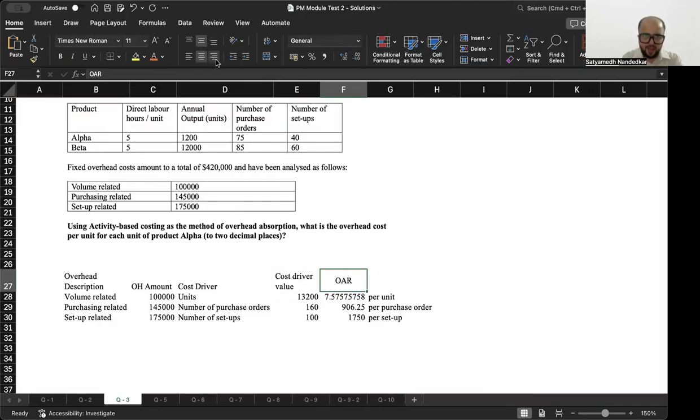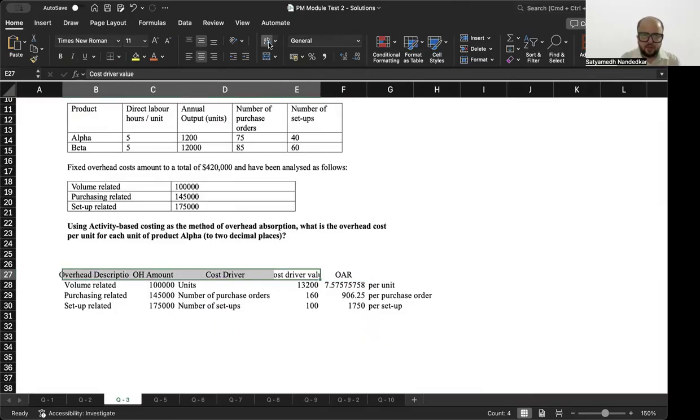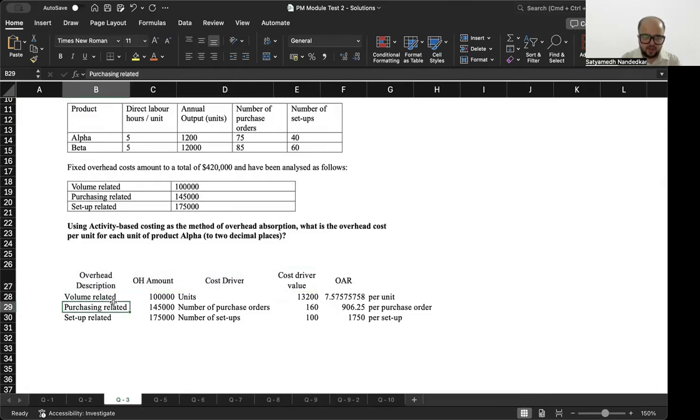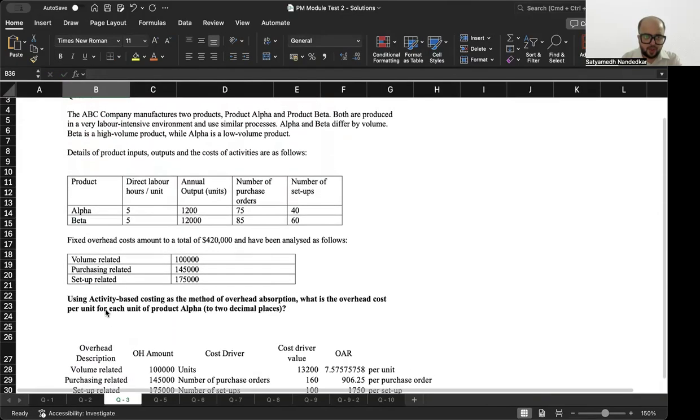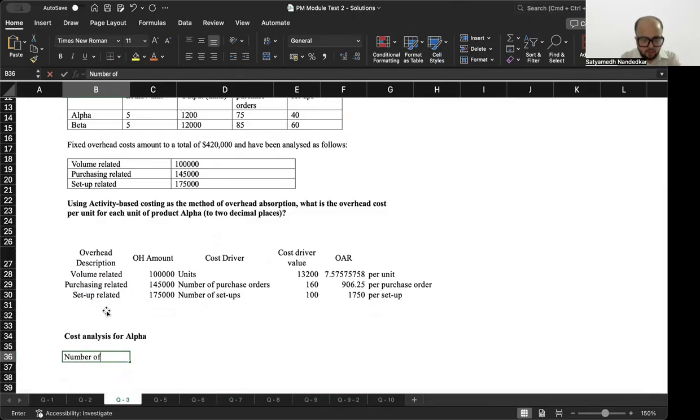Cool. With this in mind, let's see if we can fulfill the requirement in the question. And what is that requirement? They want you to calculate the overhead cost per unit for each unit of product alpha. Okay, so cost analysis for alpha. Only the overhead cost per unit they want. Okay, so you know what, we could do it here for alpha actually. We don't need a separate calculation.